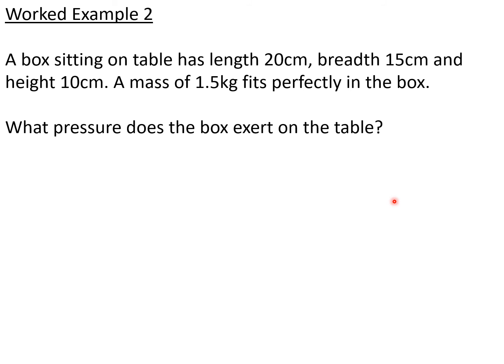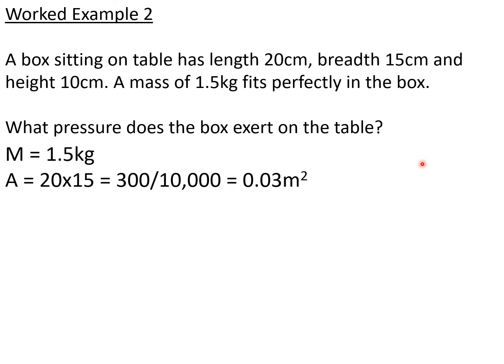Okay, hopefully again you know straight away we're using our KFC technique. So remember, we have the mass, which is 1.5 kilograms. The area is 20 times 15. Now I've kept this in centimeters, so I need to divide by 10,000 to give me this as the area in meters squared. Now, did you notice the wee trick that we're given the height, but remember, if the box is sitting on the table, the height doesn't matter. It doesn't contribute to the area, so this is actually a bit of a red herring to try and catch you out.